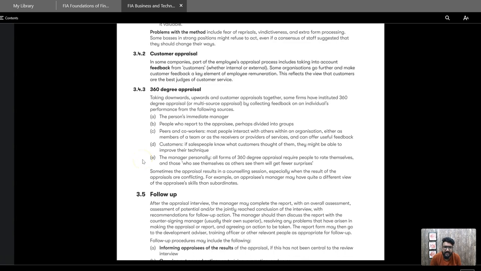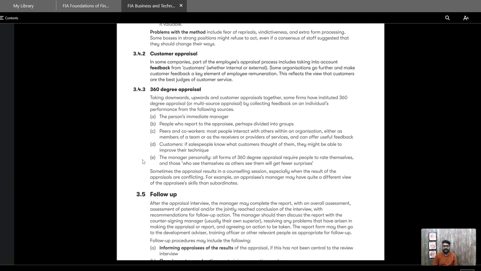Now coming to customer appraisal. In some companies, part of the employee appraisal process includes taking into account the feedback from customers. Like you may be familiar, when you are going to the mall or any other electronic shop, they will be taking a customer feedback form and you have to fill in some details. That is customer appraisal.